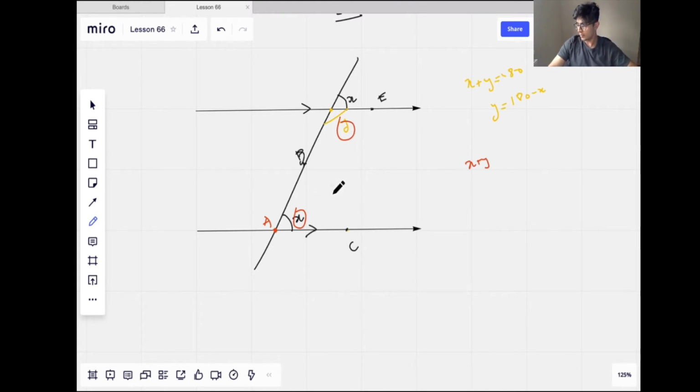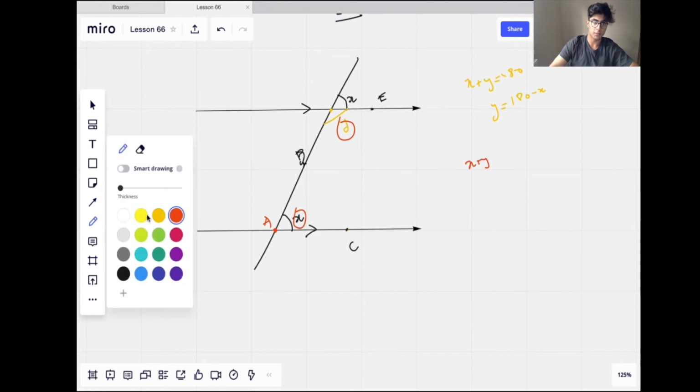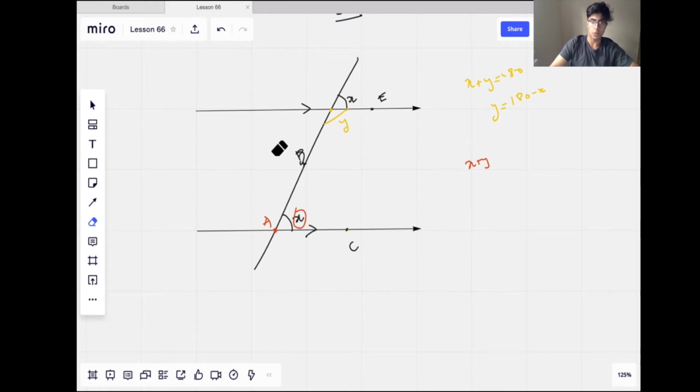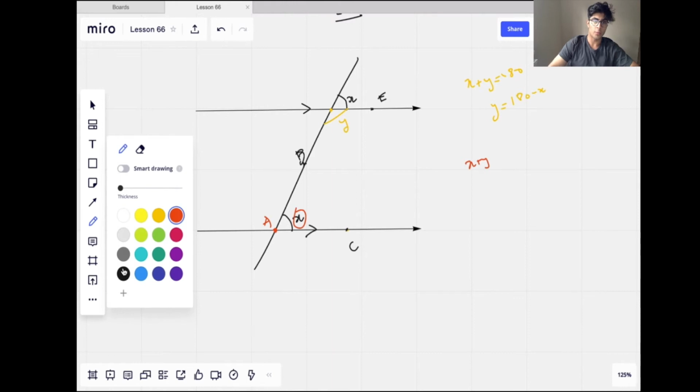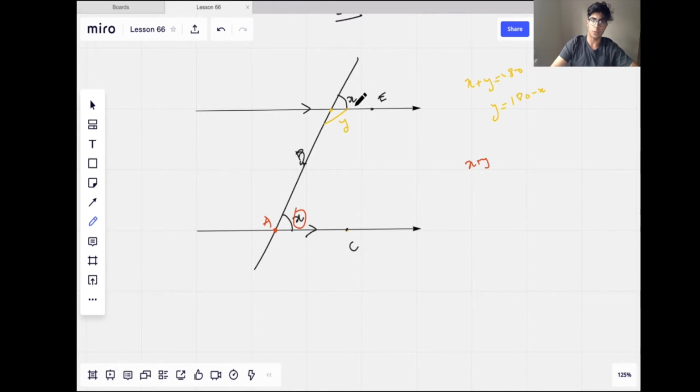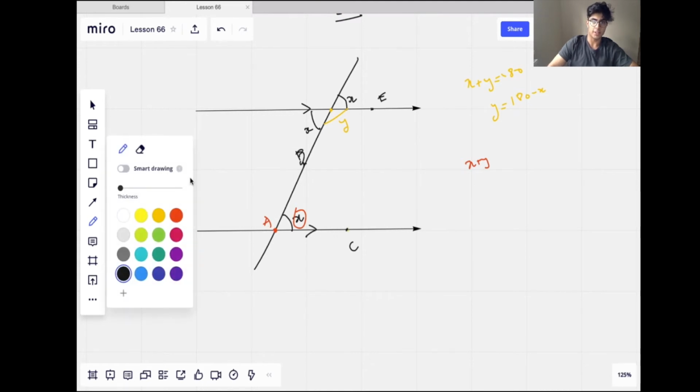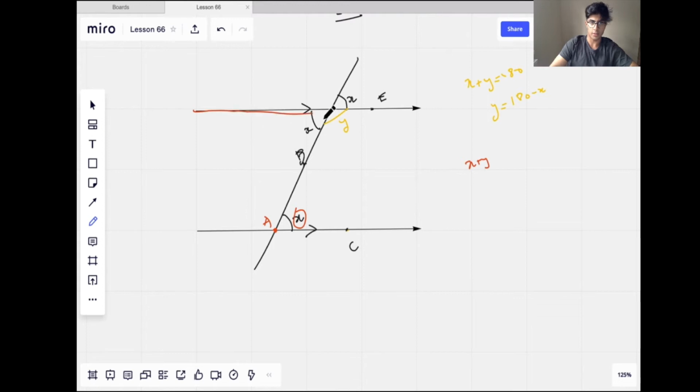And we also have the alternate interior angle theorem. So if this is y, and remember from vertically opposite angles, if this is x, this is also x. And this is what we call the alternate interior angle theorem. When you have these two parallel lines and you create this Z-type looking shape, the angle here and the angle here are equal.